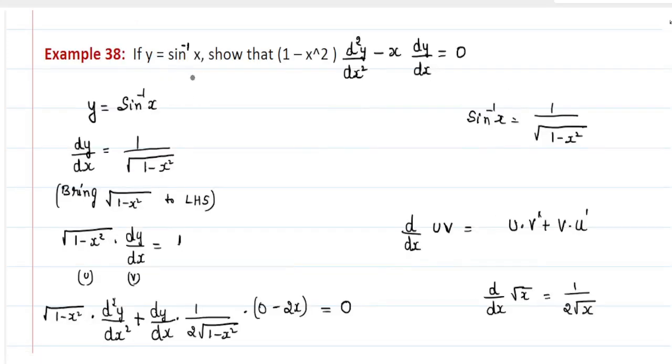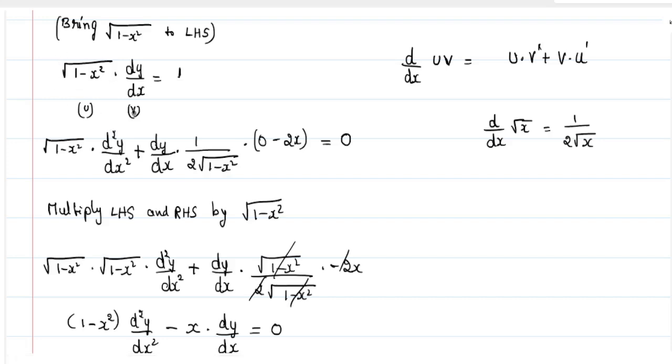Next is, if y equals sine inverse of x, show that 1 minus x square d square y by dx square minus x dy by dx equal to 0. Let's write this equation. Y equals sine inverse of x. Differentiate this equation with respect to x. What we get is dy by dx is equal to differentiation of sine inverse of x is 1 by root of 1 minus x square. Now we'll bring this root of 1 minus x square to LHS. So we get root of 1 minus x square into dy by dx equal to 1.